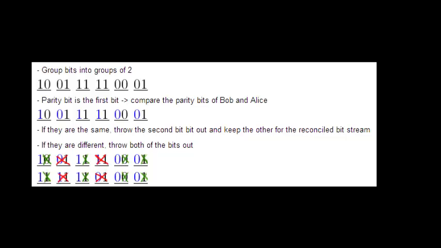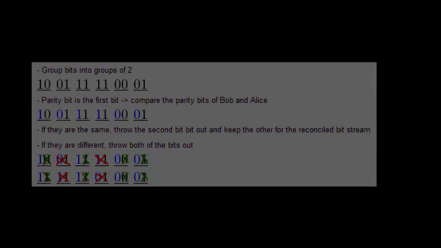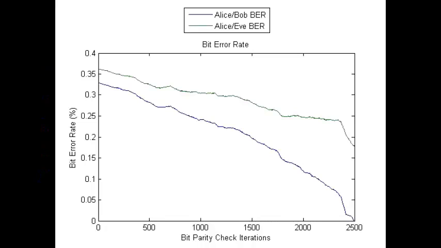Basically, what we do is we've got these bits and we group them up into pairs. We perform the bit parity check and we send it across the wire, say from Alice to Bob. Bob performs his bit parity check, and if it checks out, we throw out one of the bits and keep the other one. This is to confuse the eavesdropper to stop him from getting any information. If the bit parity check fails, however, we just throw out that entire block of bits. So by doing this, we're lowering the Alice and Bob bit error rate. We can see that on this graph. The Alice and Bob bit error rate starts off at about 35% and then falls to 0%.